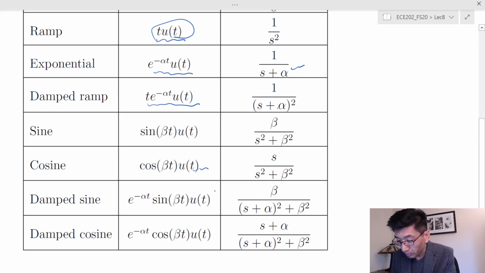So this one we already did. And if you multiply this by e to the minus alpha t, again here you will replace that s by s plus alpha. So in this case, you replace both. And we didn't do it for the sine. So let's do a couple of ways for the sine.